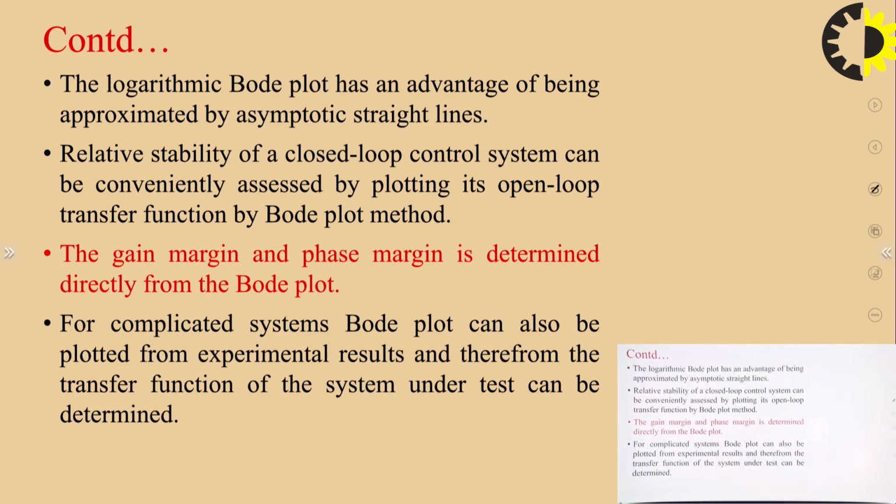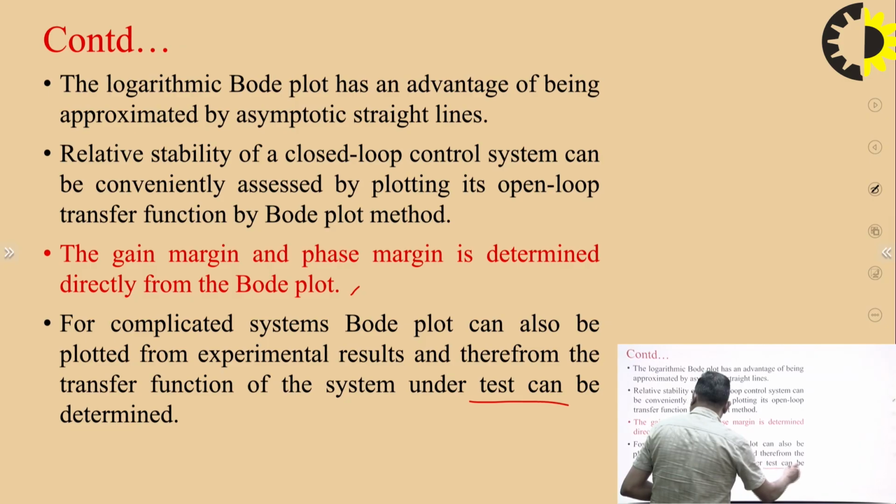The advantage of the logarithmic Bode plot is that it can be approximated by asymptotic straight lines, so we are using asymptotic lines here. The relative stability of closed loop systems can be conveniently assessed by plotting the open loop transfer function by the Bode plot method. As we have already seen, gain margin and phase margin are determined directly from the Bode plot. And for a complicated system, the Bode plot can also be plotted from experimental results, and from it the transfer function of the system under test can be determined.